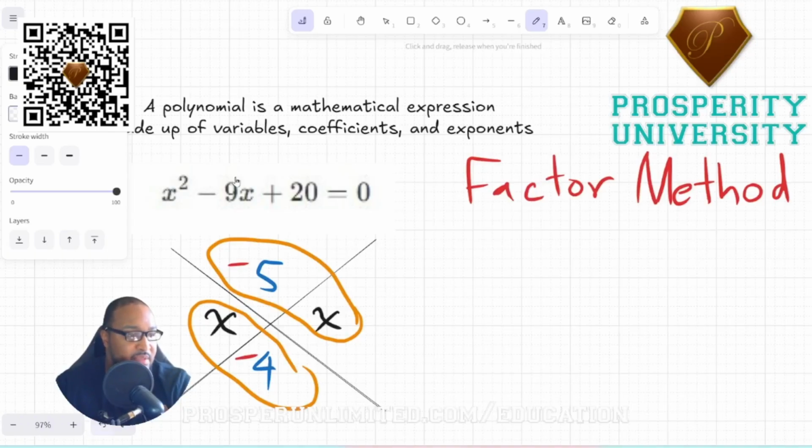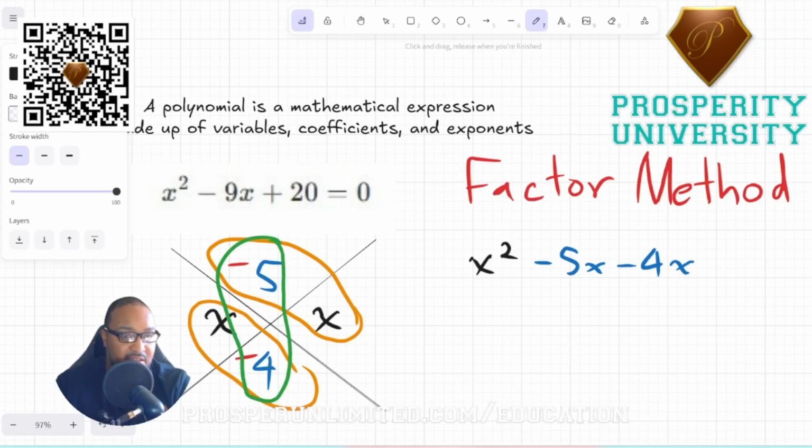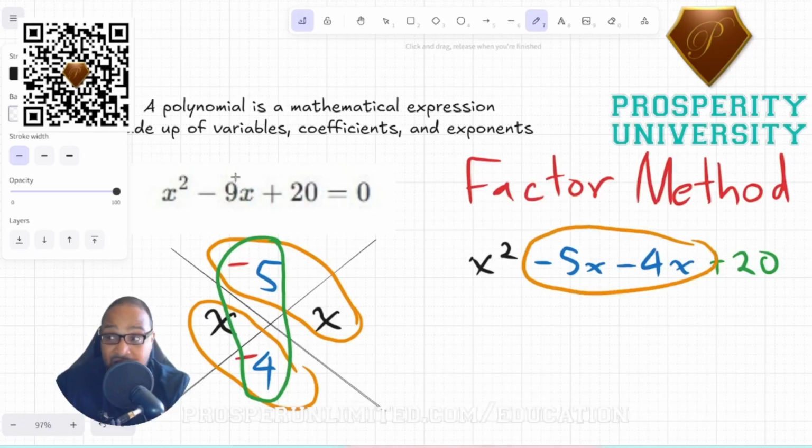We already know that x times x gives us x squared, right? We got that. And then x times -5 will give us -5x. And x times -4 will give us -4x, right? And then -5 times -4 will give us +20, right? So now the only thing left for us to do is to combine these two terms, combine the like terms. If you remember from middle school, combine the like terms, right?